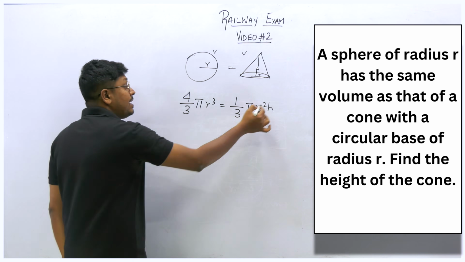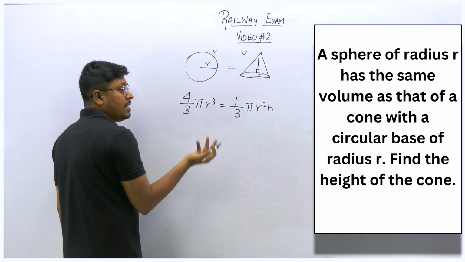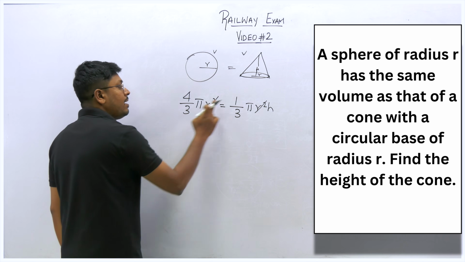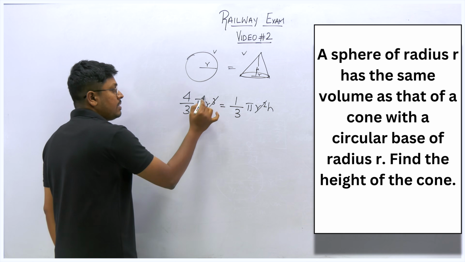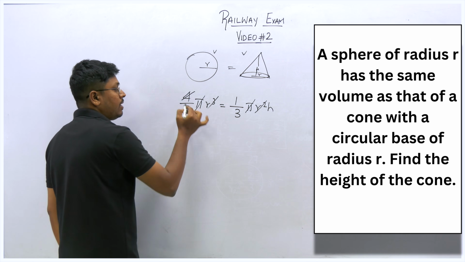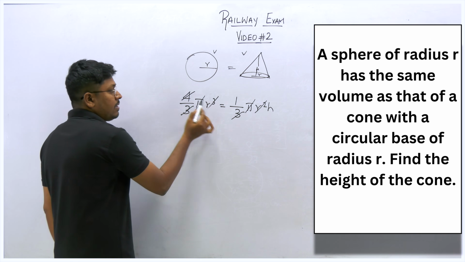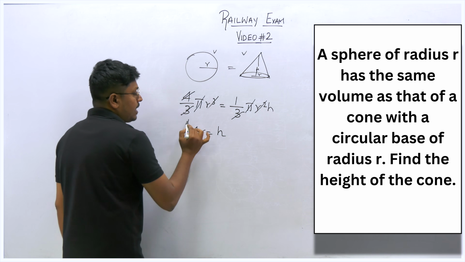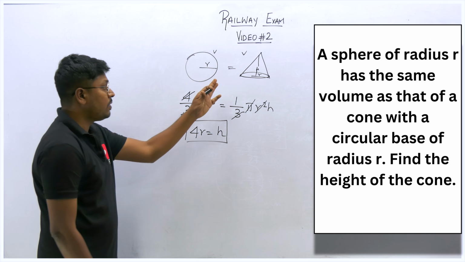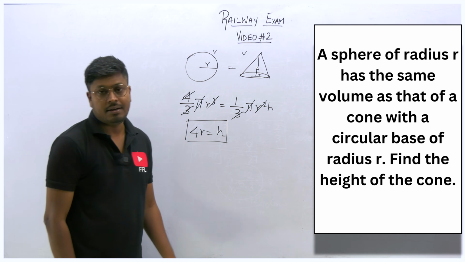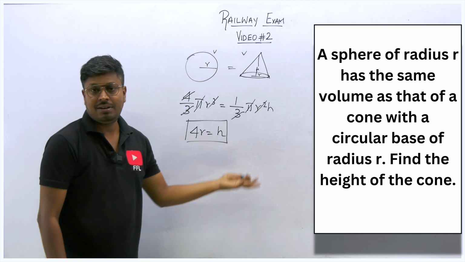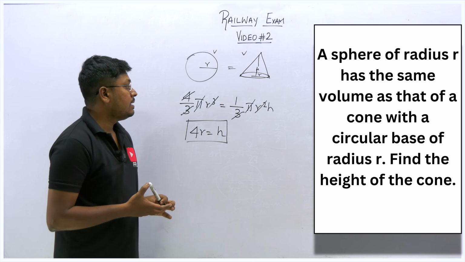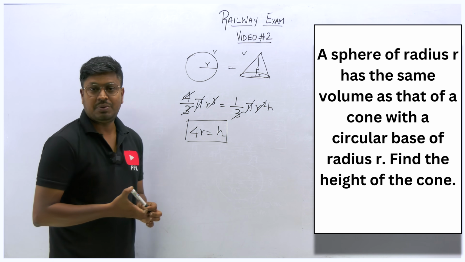In the previous question we didn't cancel r and r because both the radius are different, but here you can cancel it because both the radius are same. So r square and r cube, so 1 r remains here, so we can cancel pi and pi, or 3 and 3 we can cancel it. So here the remaining part will be 4r and here the remaining is h, and our target is to find the height of the cone. So height will be equal to 4r. So because the values are not given here, we can say that the height of the cone will be 4r, 4 times r, right? So this will be the answer for the last question.